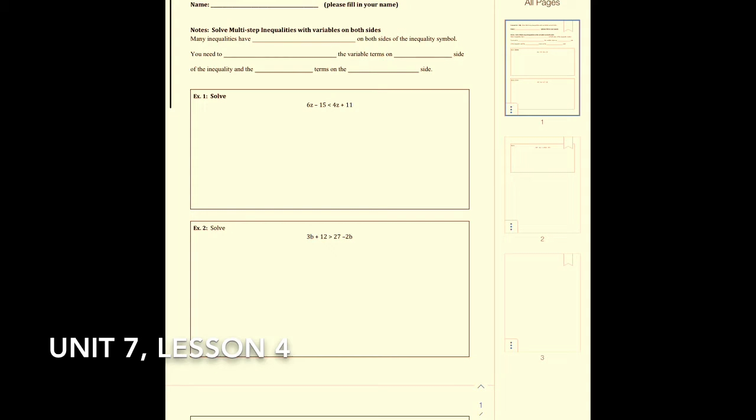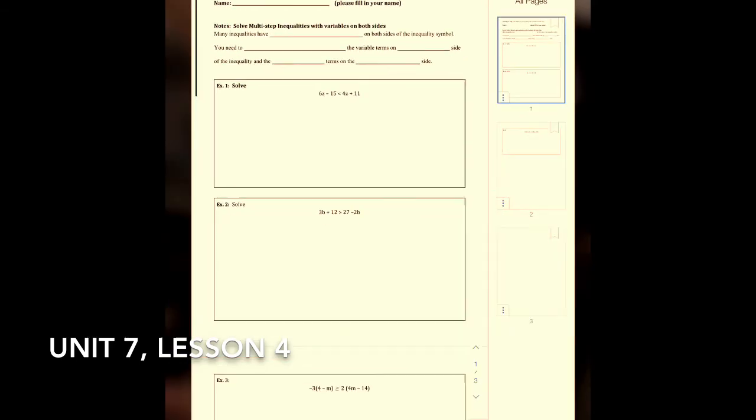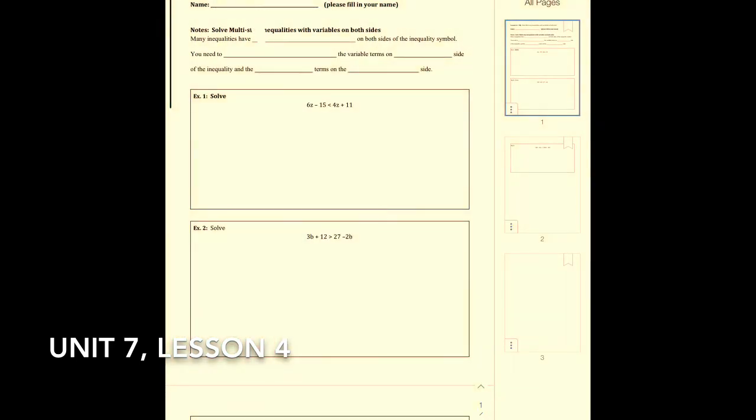Solving multi-step inequalities with variables on both sides. Many inequalities have variables on both sides of the inequality symbol. You need to gather the variable terms on one side and the constant terms, that is, those things that are just numbers, on the other side.